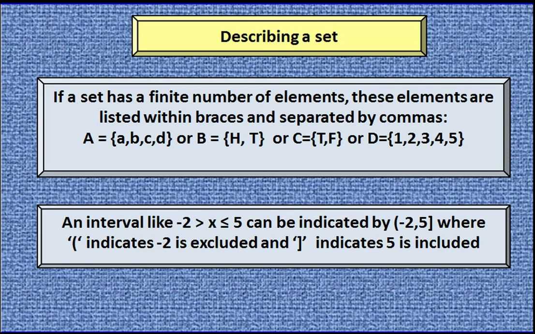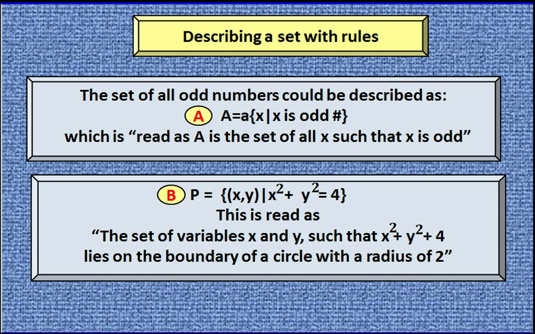by (-2, 5], where the open parenthesis indicates -2 is excluded and the closed bracket indicates 5 is included. Now we will look at how we can describe a set with rules.